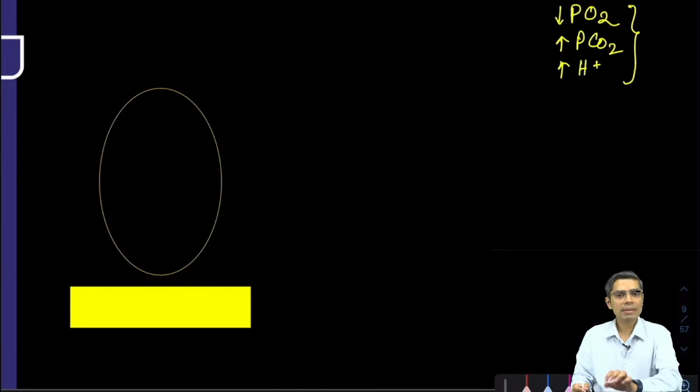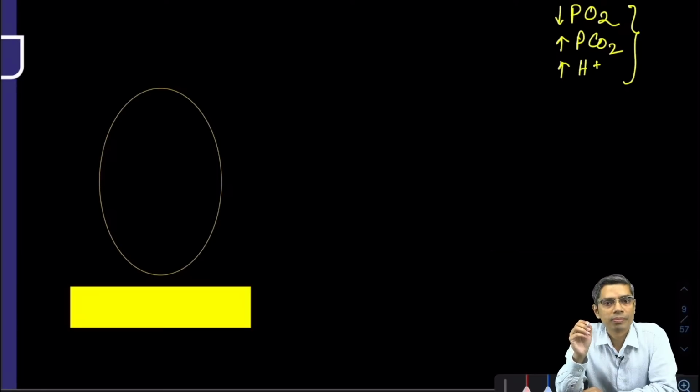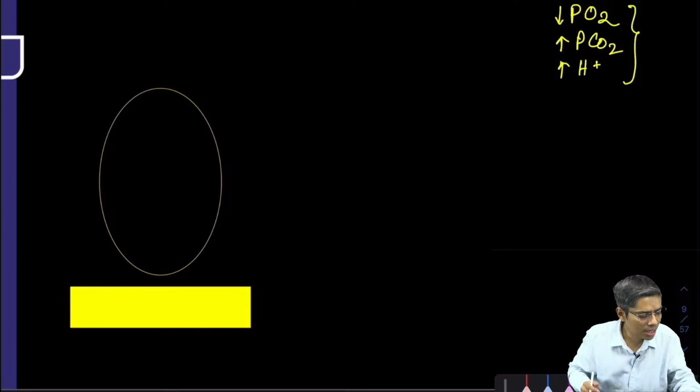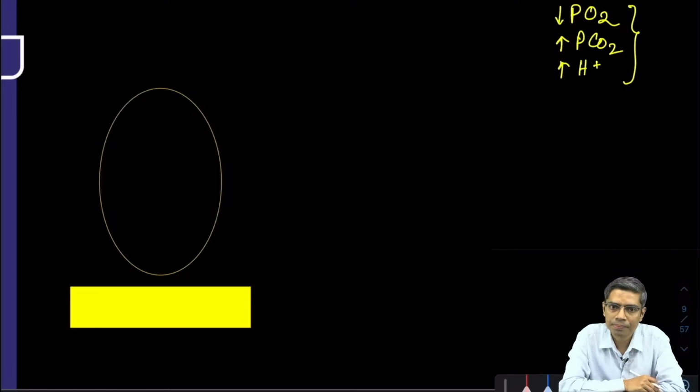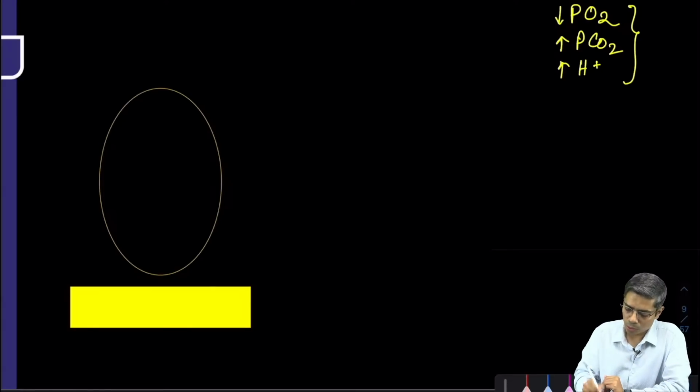But whenever I am saying PO2, am I talking about partial pressure of oxygen of arterial blood or venous blood? Means what is the stimulus for peripheral chemoreceptors? Arterial blood parameter changes, or venous blood, or both? Could you answer? If there is an increase in partial pressure of carbon dioxide in the venous blood, can it stimulate peripheral chemoreceptors? Answer is no.